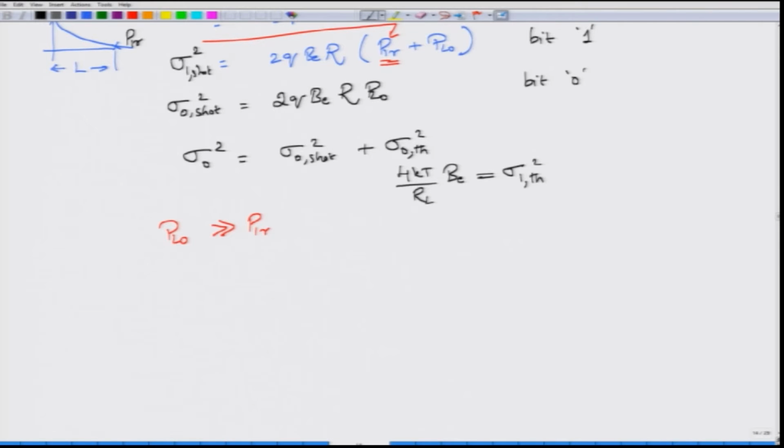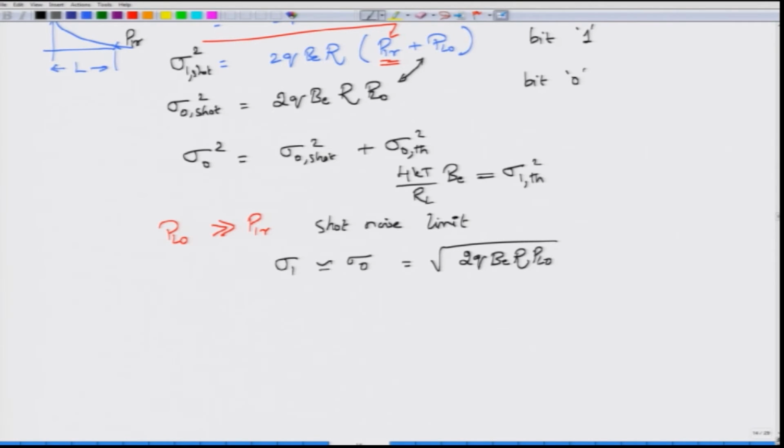When you do that, sigma 1 is approximately equal to sigma 0. Of course, the shot noises are approximately equal to each other. The thermal noise was anyway equal, but we are also assuming that PLO is such that we are operating under the shot noise limit, so we can neglect the thermal noise. So sigma 1 will be approximately equal to sigma 0, which is given by the square root of 2qBRPLO.